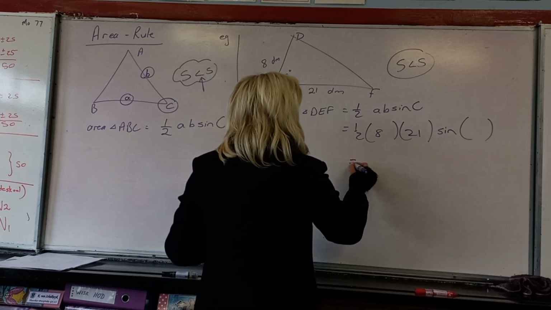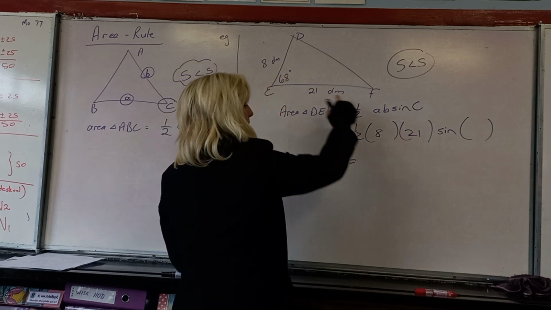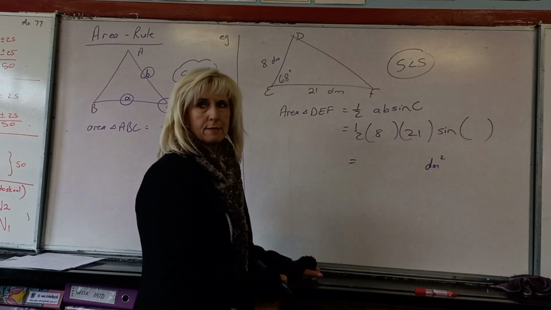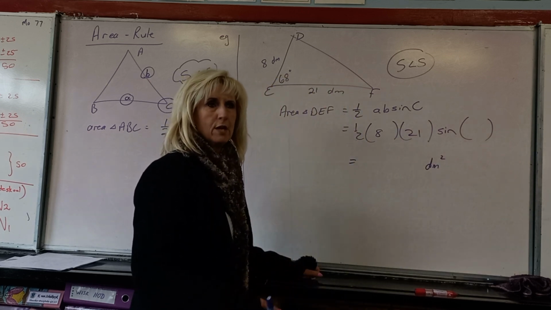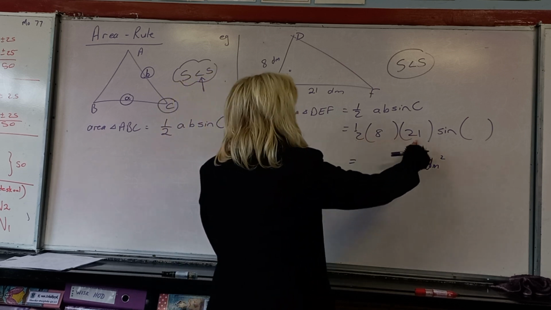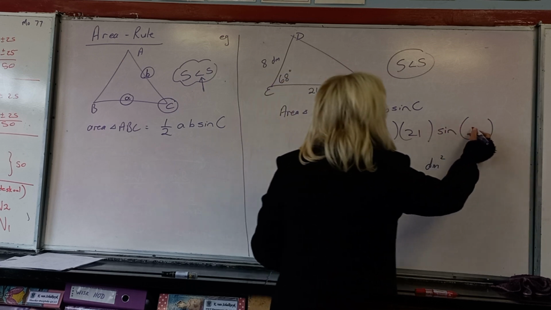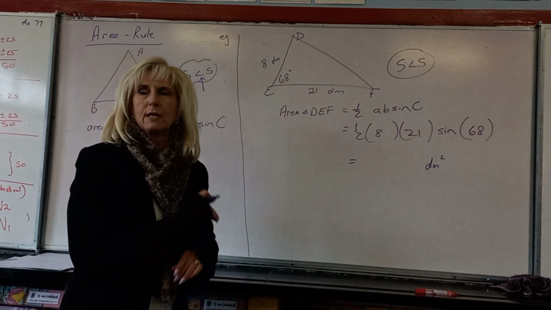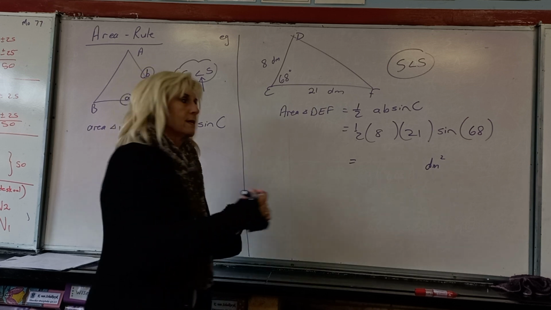Just at the end, your answer will be for area, square decimeters or square meters or square whatever. Square units. Are you with me? But the two sides were 8 and 21, and the angle was 68.8. And then you take your calculator, punch it in, and boom, here you are. Answer?